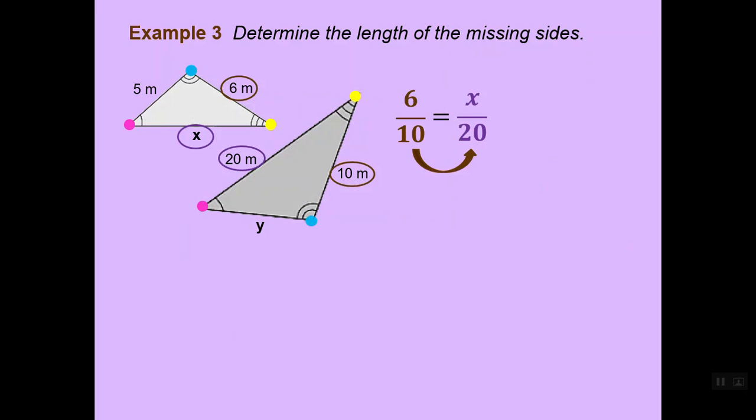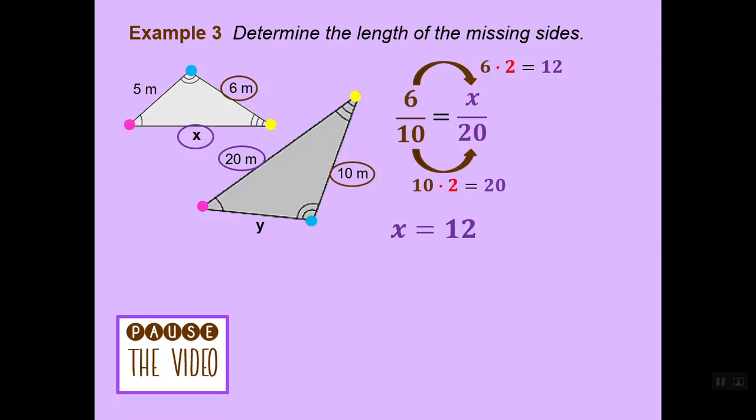Now, don't forget that other method of solving a proportion. I can see that 10 multiplies by 2 very easily to get 20, so I can do the same thing in the numerator. 6 times 2 gives me 12. Therefore, I know that x equals 12, and I didn't need to cross multiply to find that answer.